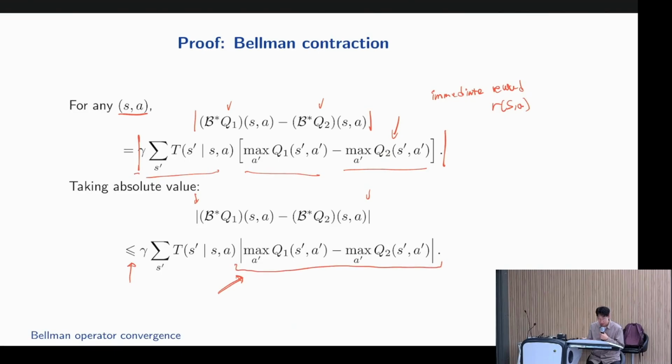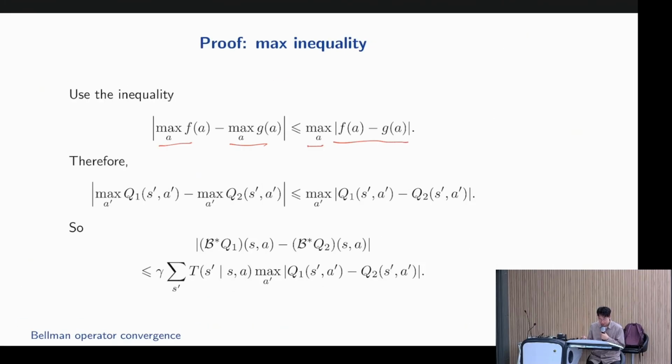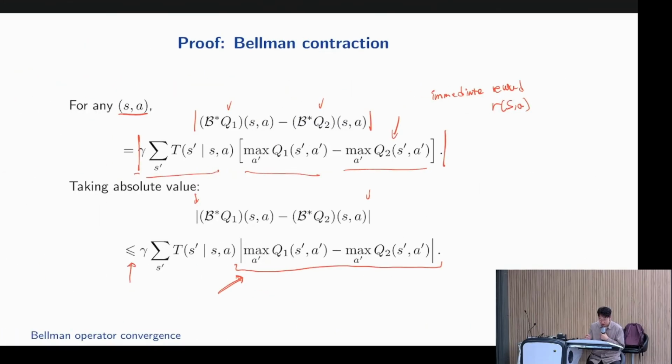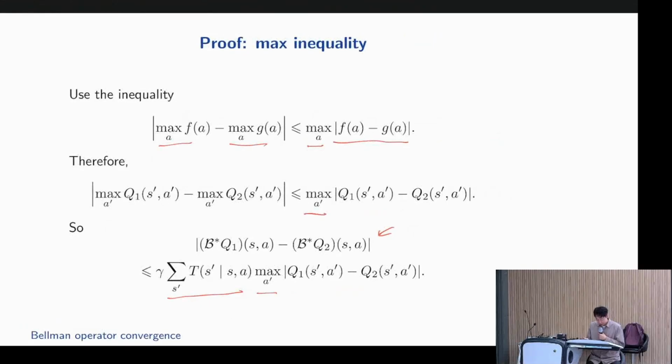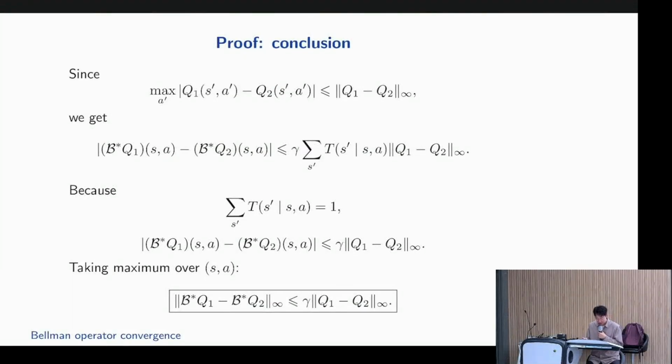Absolute value difference of max of Q1, max of Q2 is going to be upper bounded by max over A prime of the absolute value of the function value difference. So putting this together, the absolute value difference of applying Bellman to Q1 and Q2 for some S, A is going to be upper bounded by discount times expectation of max over A prime of absolute value difference. So I just use the inequality to switch this. Okay. So let's look at what this is.